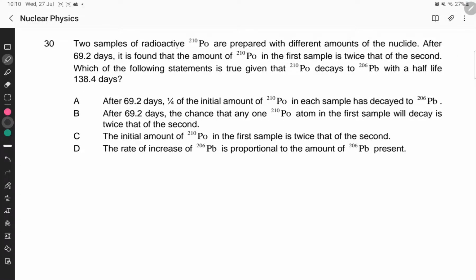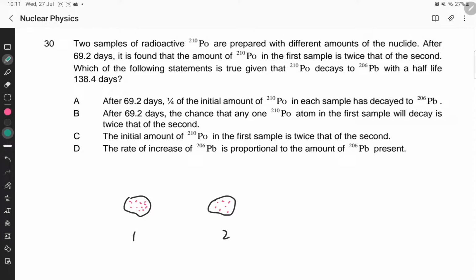We have two samples of the radioactive polonium here. So you have sample 1 and sample 2, and it's told to you that after 69.2 days, the number of polonium in the first sample is twice that of the second sample. So after 69.2 days, you have twice the number in the first one compared to the second one. Which of the statements is true?